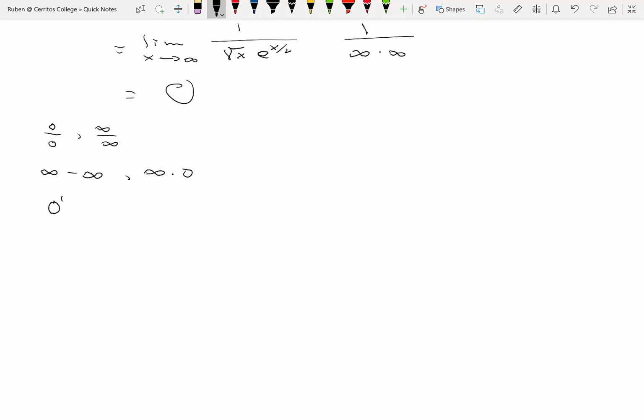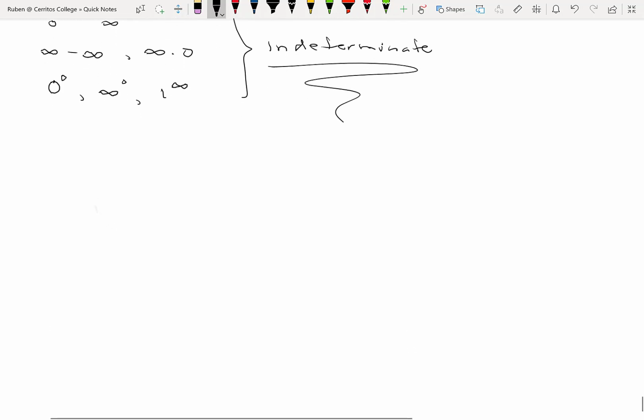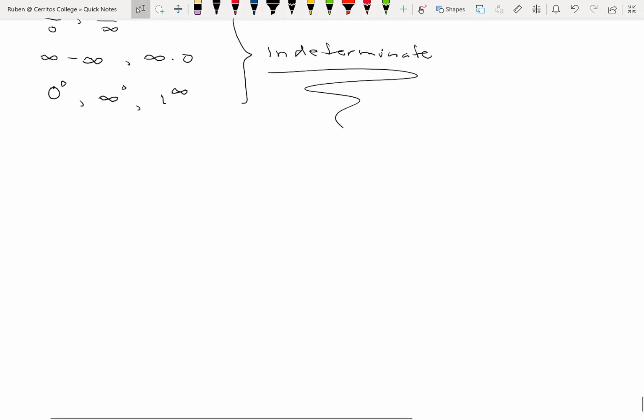0 to the 0 is not 1. Infinity to the 0 is not 1. It's indeterminate. And 1 to the infinity you would think is 1. It's indeterminate. These are all indeterminate forms. All of them.